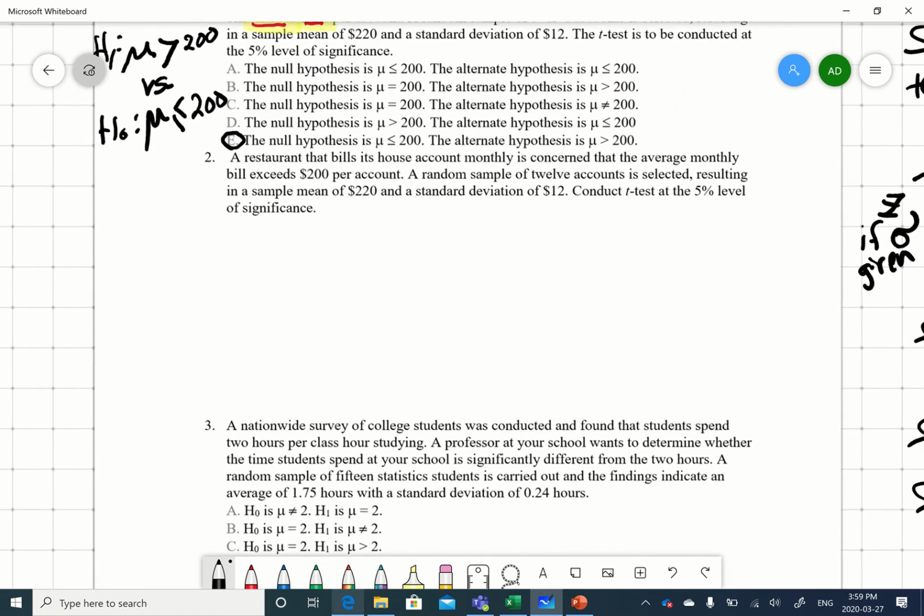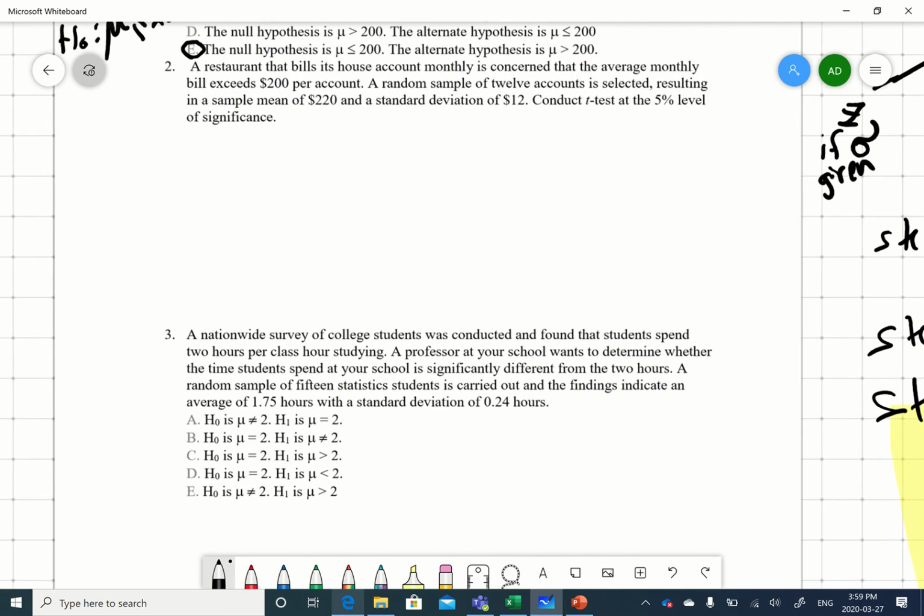Okay, so number 2, we have this same question. Number 1 was like an intermediate step. We only did step 1 of the hypothesis test, right? So in here, we are going to do all the other steps. A restaurant that bills its house accounts monthly is concerned that the average monthly bill exceeds 200. A random sample of 12 accounts.